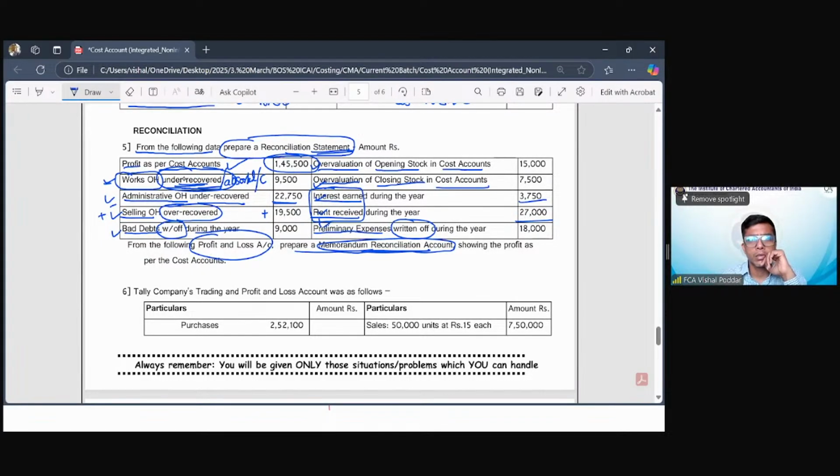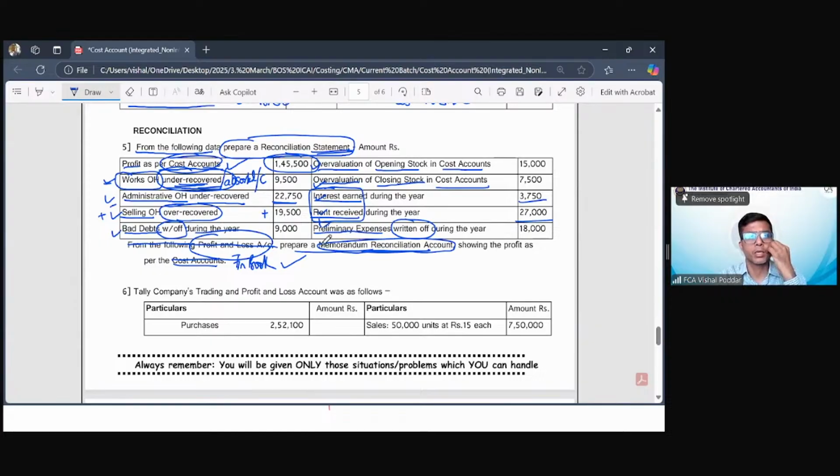Okay. Yes, and now I got it. See, there is some problem. You are right in what you're saying. There is some typo error. It should be: prepare reconciliation account showing the profit as per financial books. You're right, there is a typo error. So they have given profit as per cost accounts. You have to find profit as per financial.